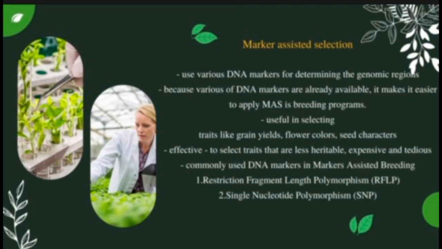Next, marker-assisted selection can be used to choose qualities like grain yield, blossom colors, and seed characteristics. The marker-assisted selection method is also effective in selecting traits that are less heritable, expensive, and time-consuming. However, this method will be effective in the case of selecting a few quantitative traits that control a significant amount of variation in a population. And several DNA markers that are always used in this method are restriction fragment length polymorphism and single nucleotide polymorphism.